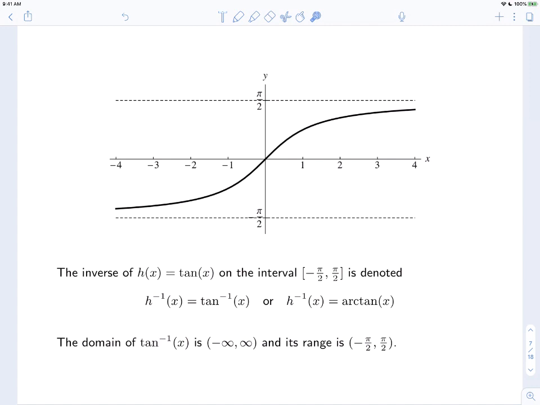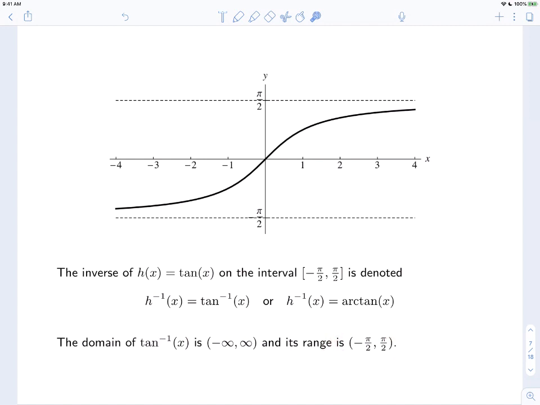This one's a little bit different than the other functions because the other functions had a very small domain, but arctangent or inverse tangent has a very large domain. That's because the range of tangent is the set of all real numbers. So the domain of this inverse tangent is the set of all real numbers. Its range is the open interval from minus pi over 2 to positive pi over 2.